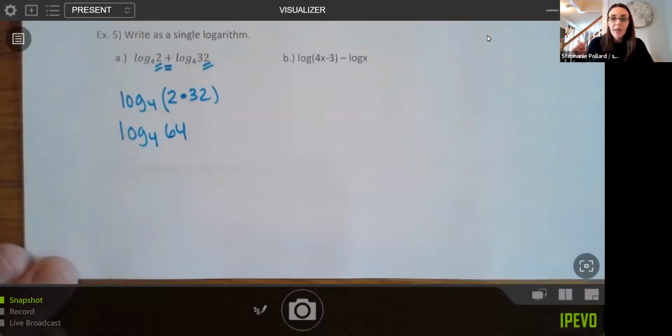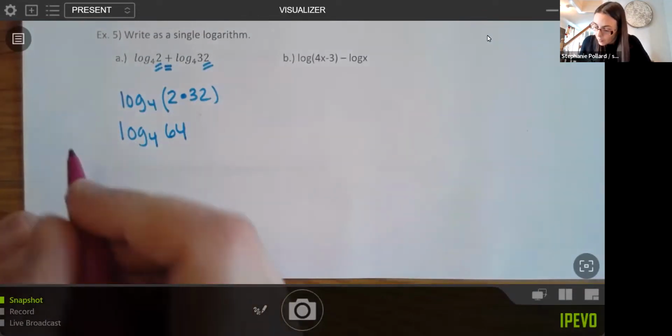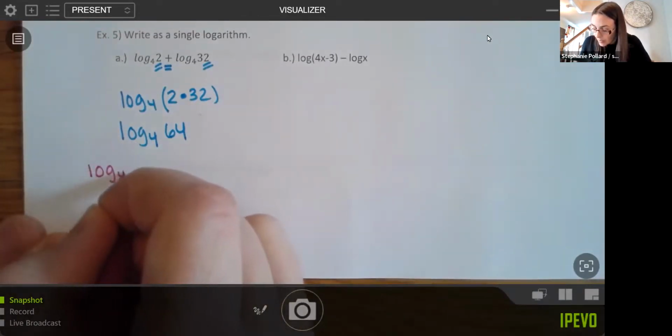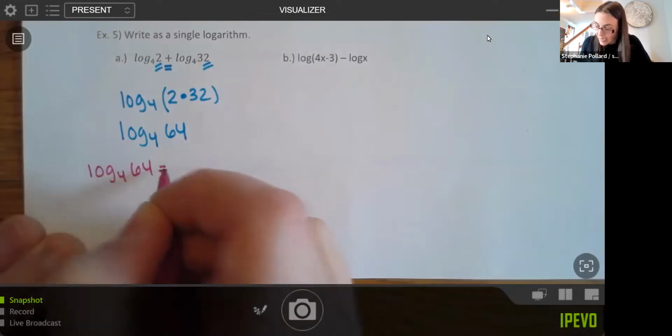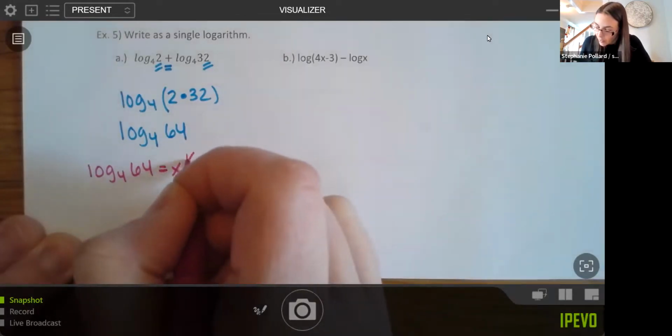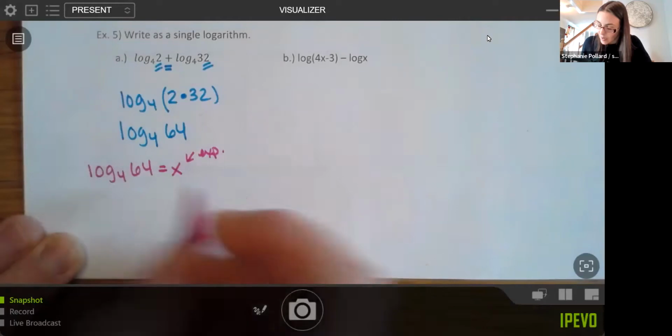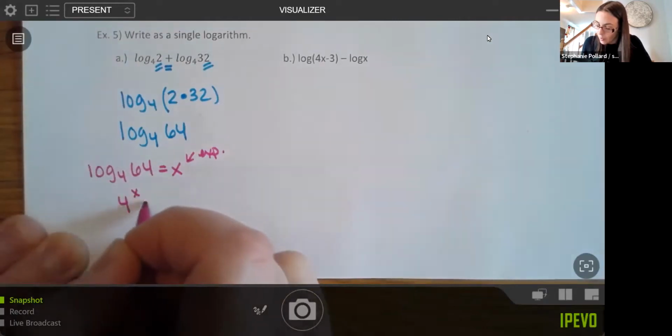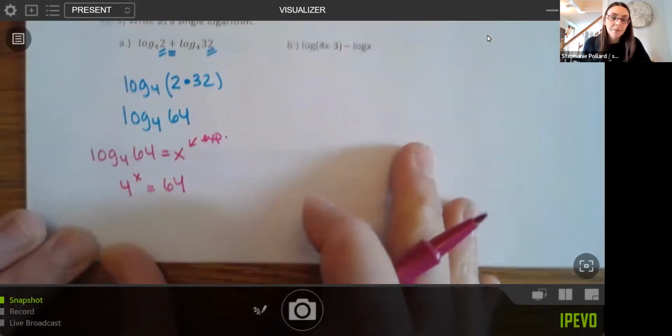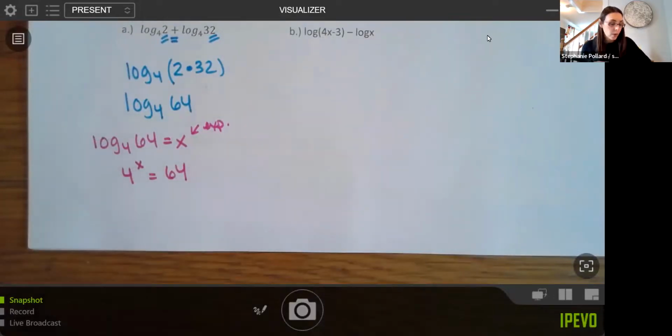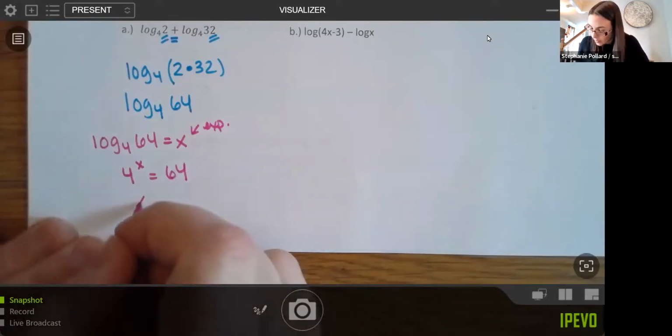Now this one happens to be one that I can simplify further. So if you're evaluating logs, again, remember you're looking, I'm just going to use x here for my variable, you're looking for that exponent in this case. So we're saying, well, 4 to what power would give me 64? And the answer here is going to be 3. So 4 times 4 is 16, times 4 again is 64. So our answer here is 3.